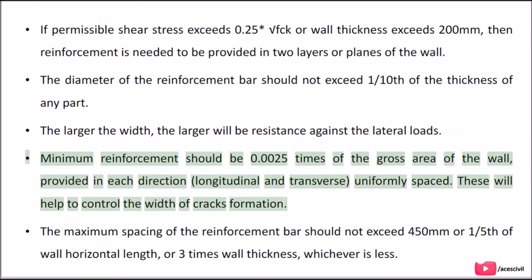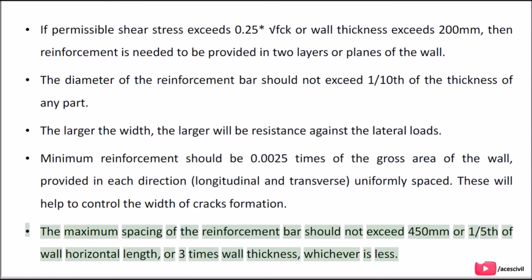Minimum reinforcement should be 0.0025 times the gross area of the wall, provided in each direction, longitudinal and transverse, uniformly spaced. These will help to control the width of crack formation. The maximum spacing of the reinforcement bar should not exceed 450 mm or 1/5 of wall horizontal length, or 3 times wall thickness, whichever is less.